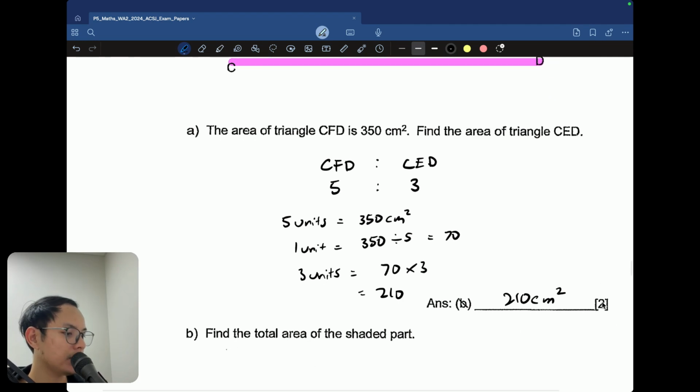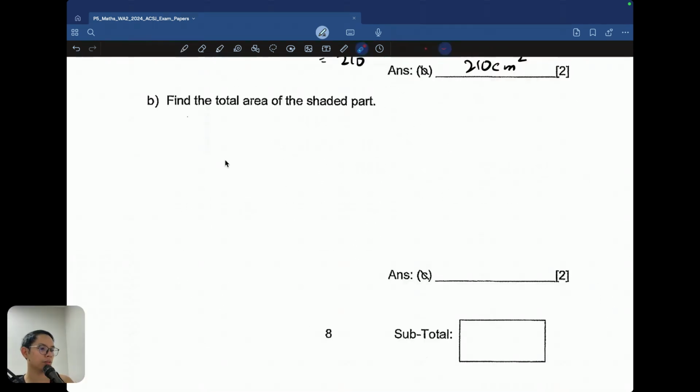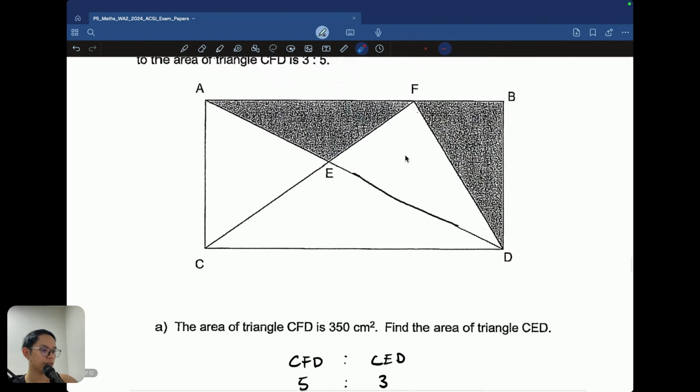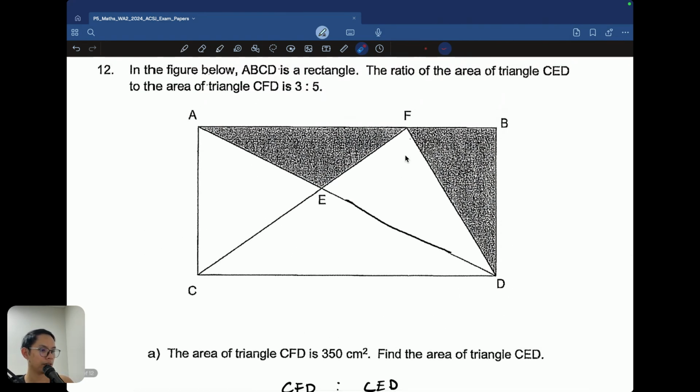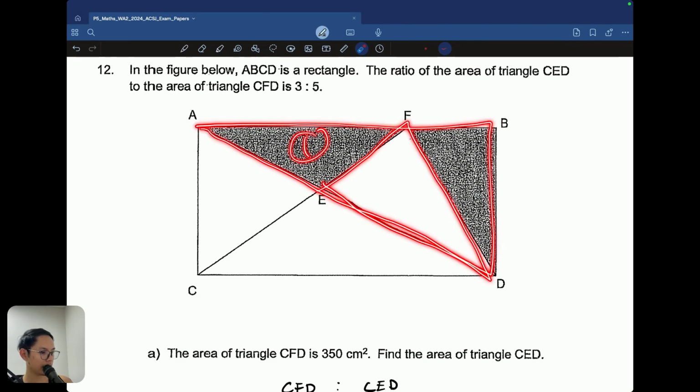All right, so let's move on to the next part. Question B: find the total area of the shaded part. So you can see here that we need to get the shaded part, which is this one and this one as well. So how do we get the shaded part? Basically, we need to get this triangle over here, and then get half of the rectangle minus this triangle so that we can get this and this.